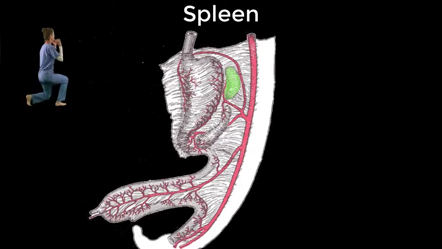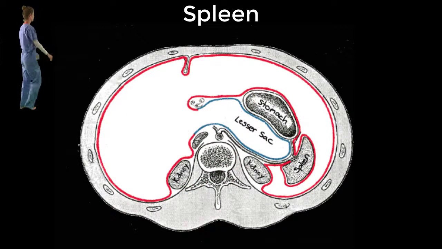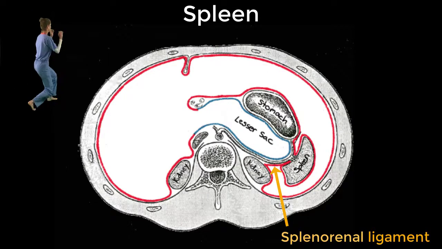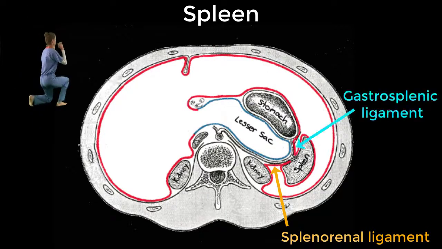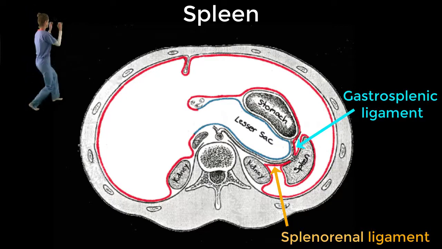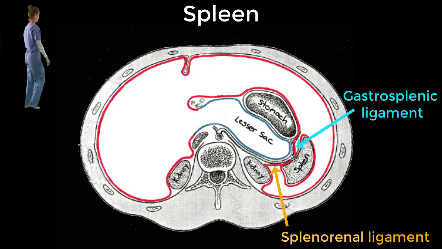Following rotation of the foregut, the spleen moved to the left side of the body. Its mesentery was retained via the splenorenal ligament, which we talked about before, and the gastrosplenic ligament, which connects the spleen to the stomach and is part of the greater omentum.